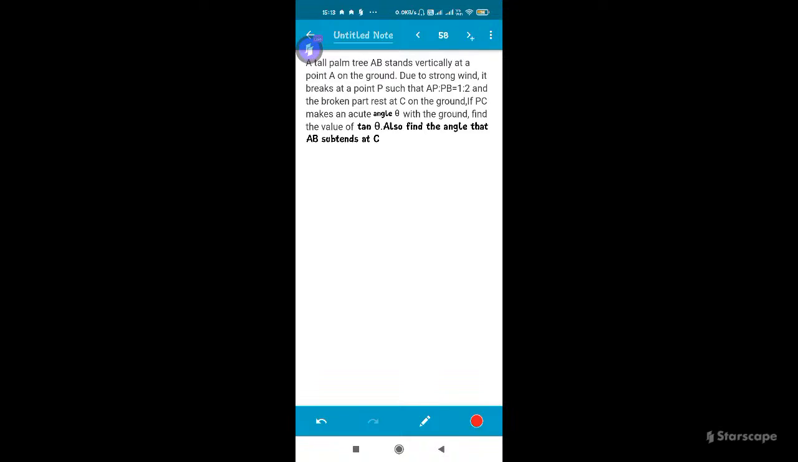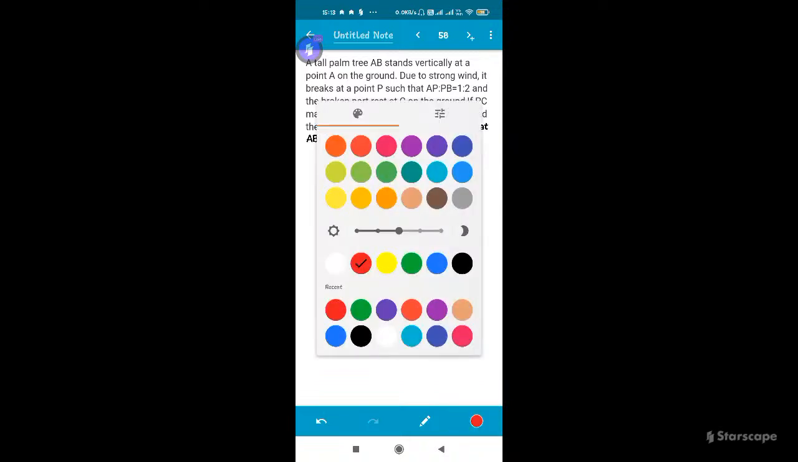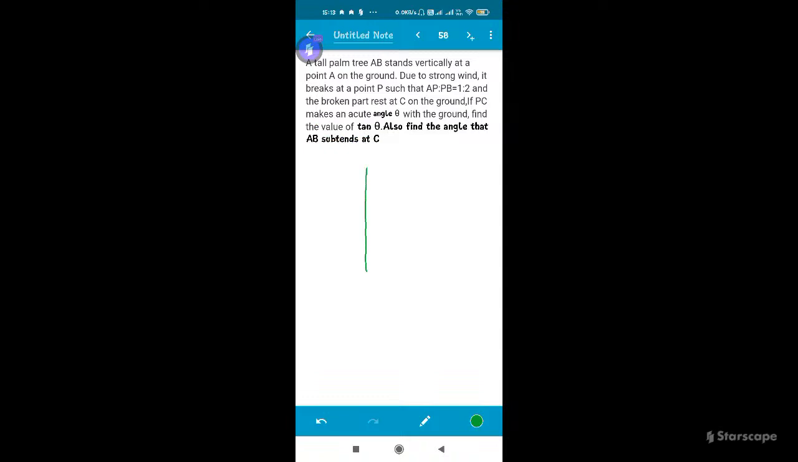A tall palm tree AB stands vertically at a point A on the ground. So let us make the palm tree. So this is our palm tree AB and it stands at point A on the ground. So this is our ground. Due to a strong wind, it breaks at a point P. So this entire palm tree will break at a point, this is the point P, where AP by BP is 1:2. So the ratio of AP and BP is 1:2. So if I consider AP as x, PB will be 2x.